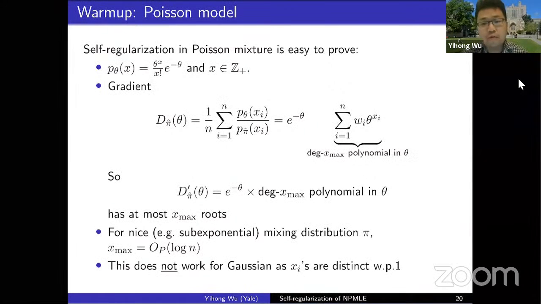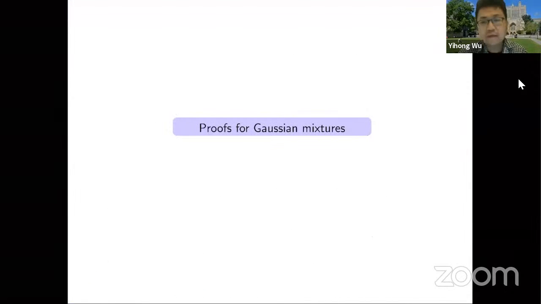Of course, this doesn't work for Gaussians, because if the x_i's are truly drawn from a Gaussian density or a mixture of Gaussian densities, they are going to be distinct. Therefore, this sum is generally going to have n distinct terms. They are not going to be combined into a low degree polynomial, and they are not polynomial anyway. So some new techniques are needed for analyzing such situations. Let me explain this.